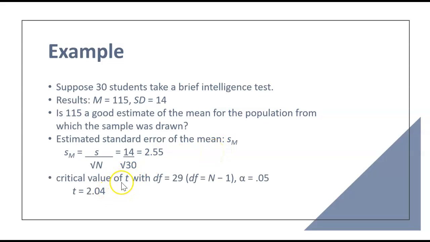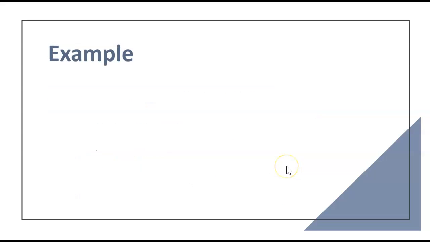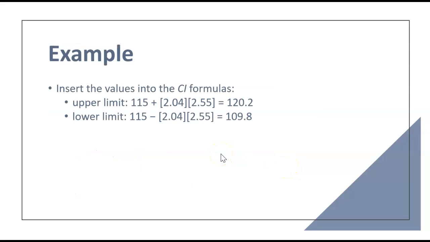And then you have a critical value of t. You know what the degrees of freedom are. So the degrees of freedom are n minus 1, that's 29. And you have your alpha level at 0.05, the critical value is going to be 2.04. So if you're following the logic here and you want to determine what are the confidence intervals around that 115 with the value that we've just calculated.